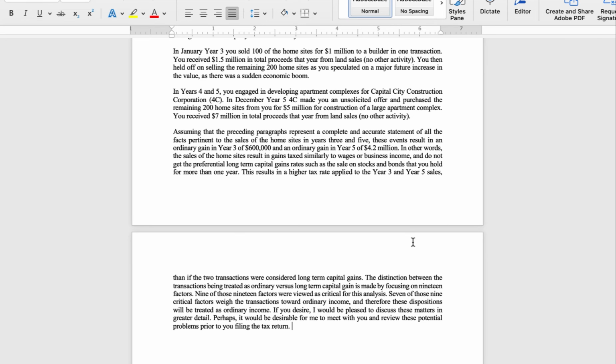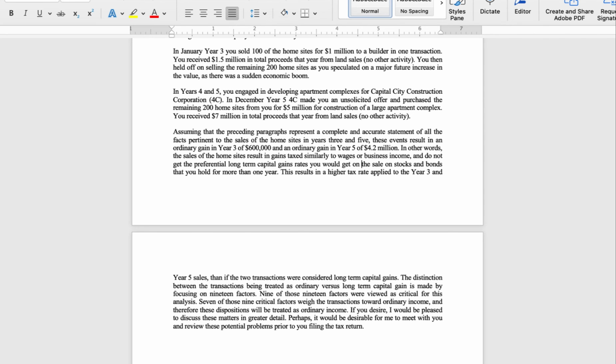Let me make that a little bit clearer. And do not get the preferential long-term capital gains rates you would get on the sale of stocks and bonds that you hold for more than a year. How about that? It makes it more clear. Better language makes it more clear.